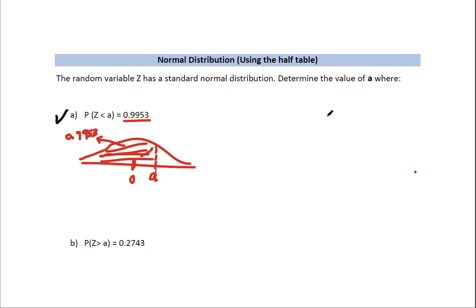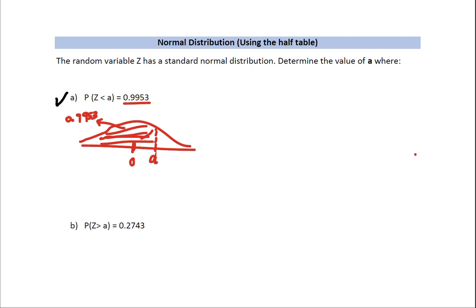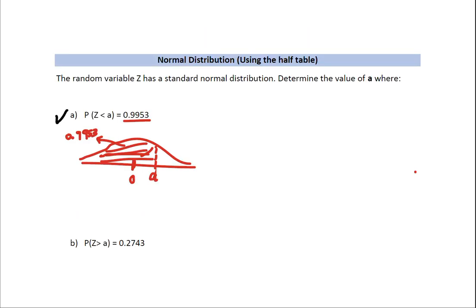So, to do that, we're going to go to the standard normal table. Let us always remember that when you read a z value from the standard normal table, it always gives you the probability of the area to the left of a value. Always. That's very important to remember. Whether you're using the half table or the full table, the principle is the same.